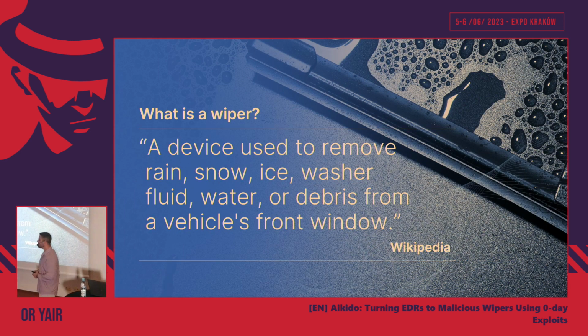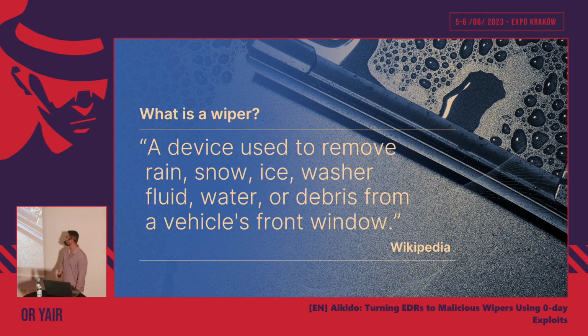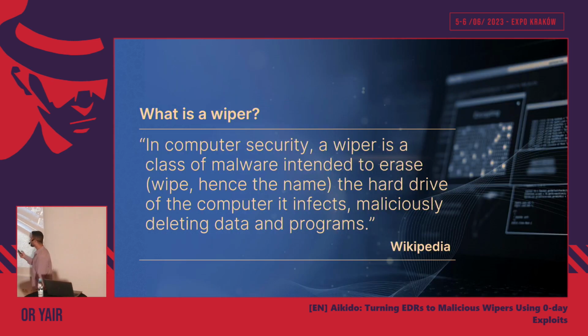The first thing you do when you want to get the definition of something is that you go to Wikipedia and you look it up. And when I searched wiper in Wikipedia, I just saw that a wiper is a device used to remove rain, snow, ice, washer fluid, water, or even debris from a vehicle's front window. But that is not the wiper that we are going to talk about today, of course. We are going to talk about the wiper malware.